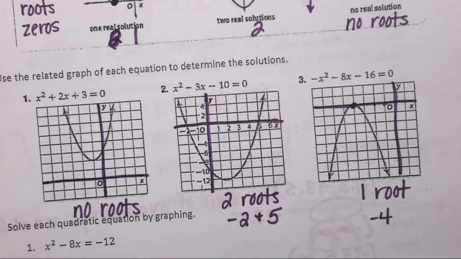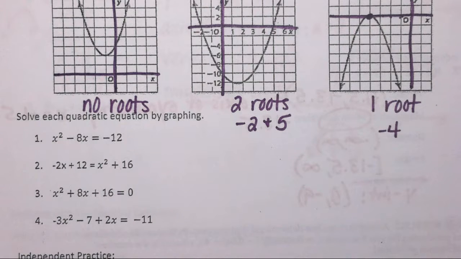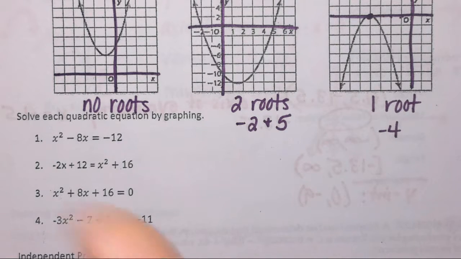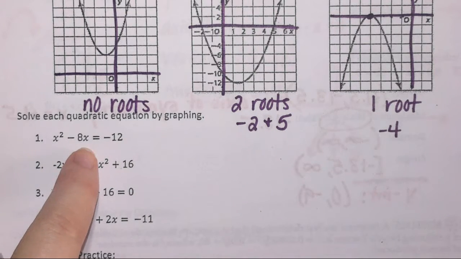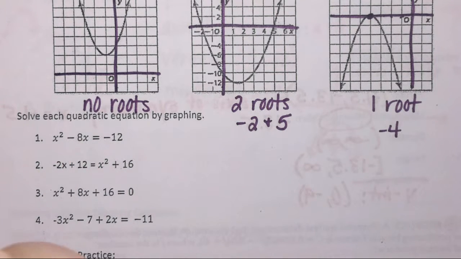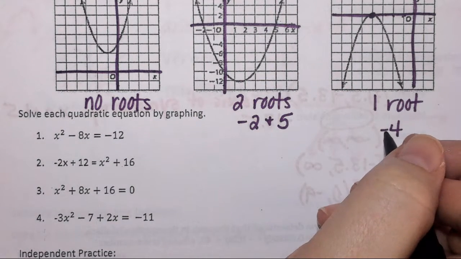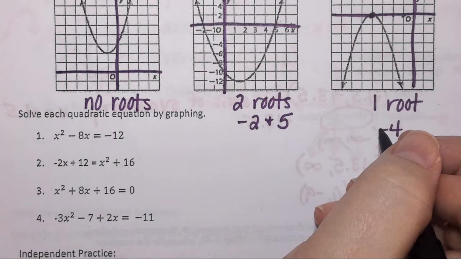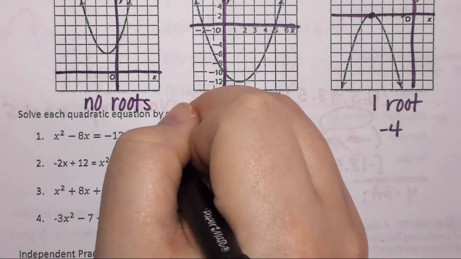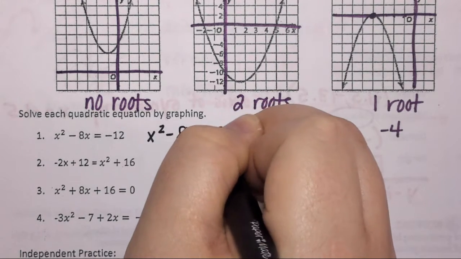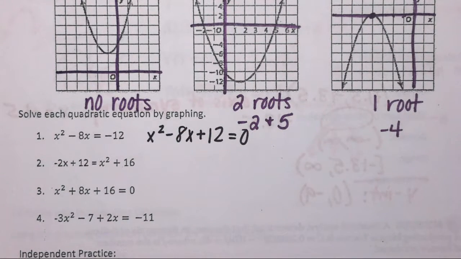And then we get to number 1 of the next little section. Again, still the same directions. We're still solving by graphing. But we have kind of an issue. What's our issue with number 1? What's wrong with it? It's not in standard form. So you get another point. So we've got to put it in ax squared plus bx plus c. So we've got to move the 12 over. If we add 12 to both sides, we'll have x squared minus 8x plus 12 equals 0. We now have our equation in standard form.